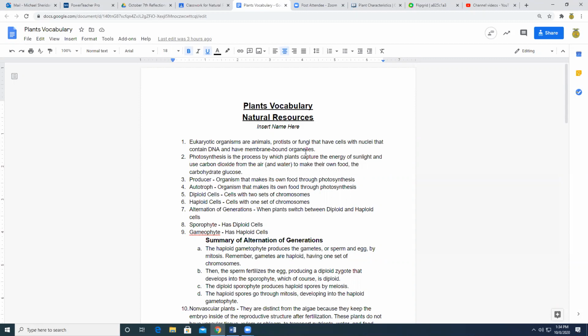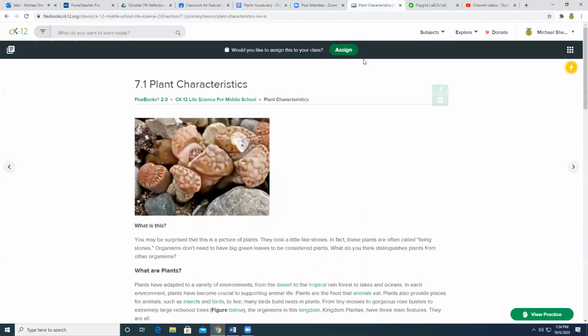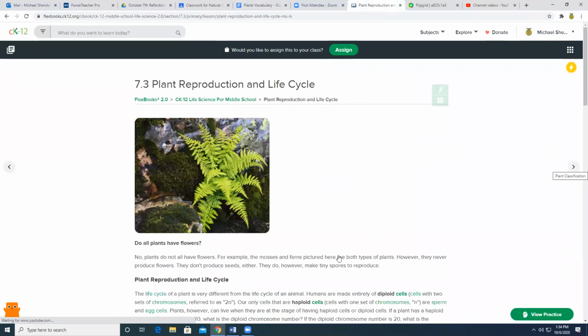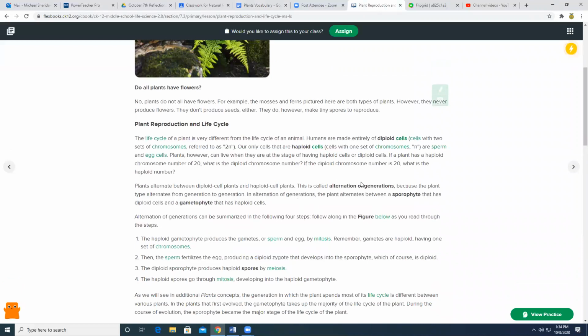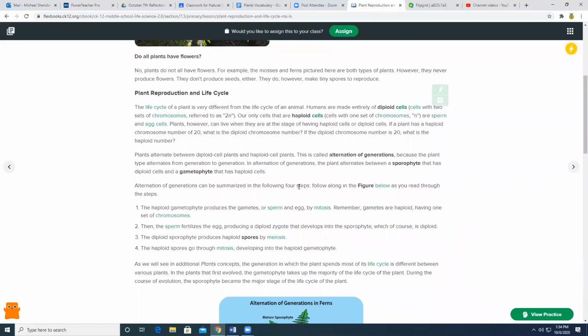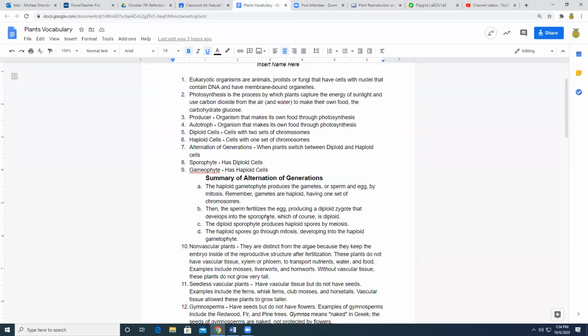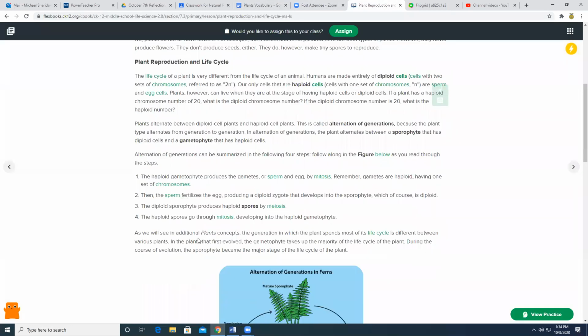Alternation of generations. Let's go back to CK12 really quick, where we talked about the alternation of generations. Here we're talking about the difference between sporophytes and gametophytes. We're going to define those in just a minute. This process goes through really quickly, and I laid this out in your vocabulary sheet. So this is the summary. It's the exact same thing, copied and pasted from this right here.